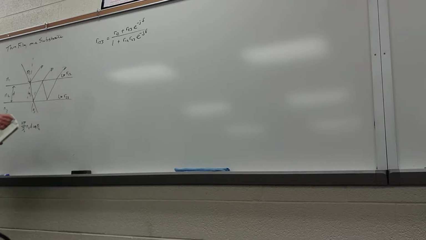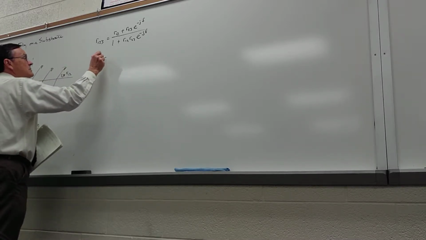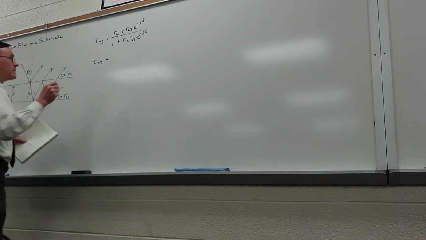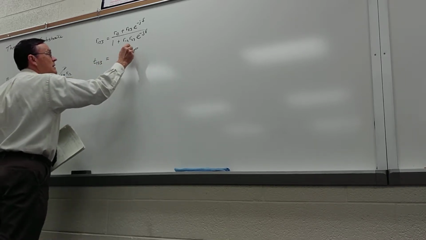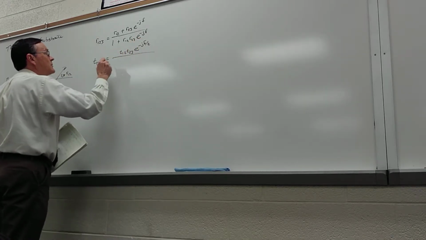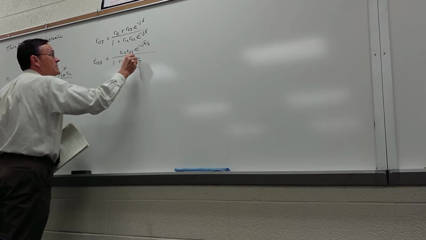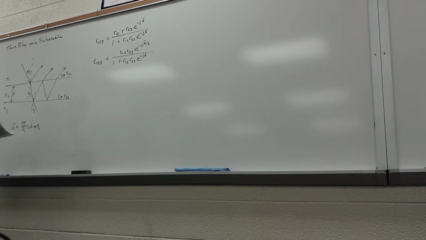And likewise, we can write down the transmission coefficient, T123, as being T12 T23 e to the minus j delta over 2 over 1 plus R12 R23 e to the minus j delta. Okay, well, that was easy. I've got the expression for the reflection and transmission coefficients of a thin film, taking into account all of the multiple reflections inside the film. Yeah, question. So it's T's in the top and then R's in the bottom for T? Mm-hmm. Okay. Yep. I guess that's fine.